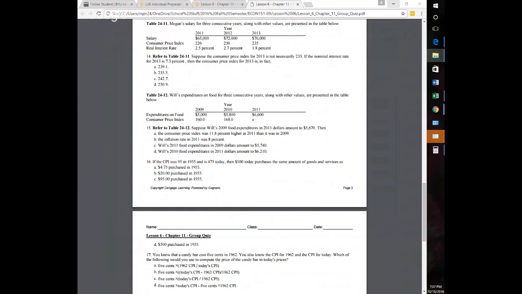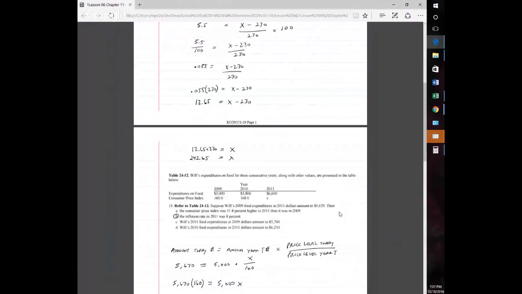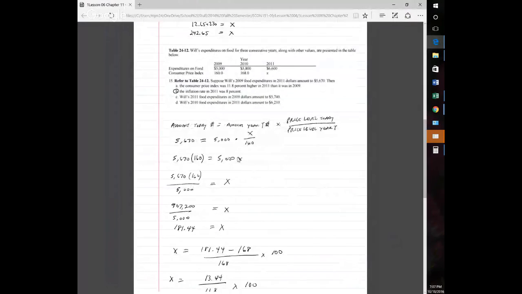Will's expenditures on food for 3 consecutive years, along with other values, are presented in the table below. Suppose Will's 2009 food expenditures in 2011 dollars amount to $5,670. Then, and I chose B, the inflation rate in 2011 was 8%. And so the way I did it, I used that formula: amount in today's dollars equals amount in year T dollars, times the price index ratio. So the amount today is $5,670.